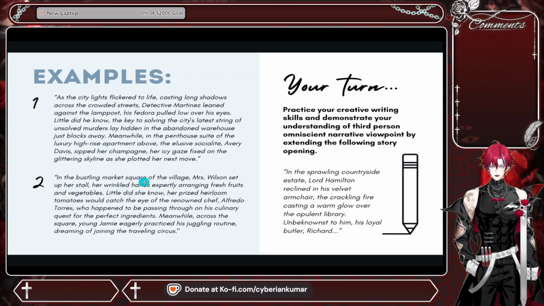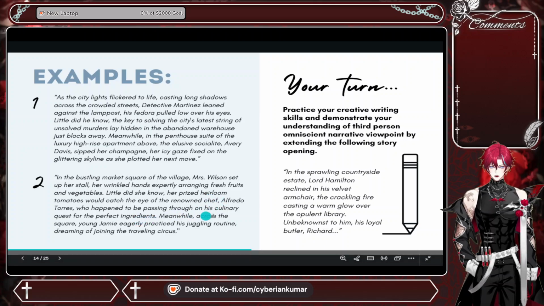In the bustling market square of a village, Mrs. Wilson set up her stall, her wrinkled hands expertly arranging fresh fruits and vegetables. Little did she know, her prized heirloom tomatoes would catch the eye of renowned chef Alfredo Torres, who happened to be passing through on his culinary quest for perfect ingredients. Meanwhile, across the square, young Jamie eagerly practiced his juggling routine, dreaming of joining a traveling circus.